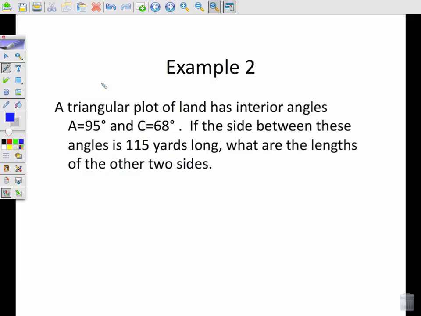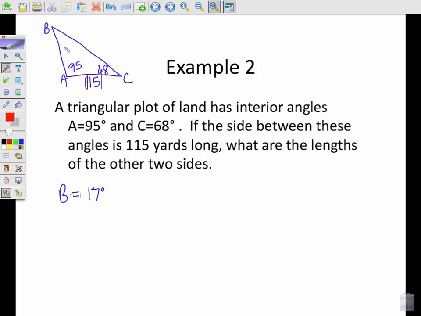All right, here in this second example, again, we're going to draw our triangle. We've got angle A is 95. Angle C is 68. Let's make this C down here, 68. And the side between these angles is 115, right here. So we need to figure out angle B. That's my first step. Angle B is going to equal, if you take those from 180, we would get 17 degrees.